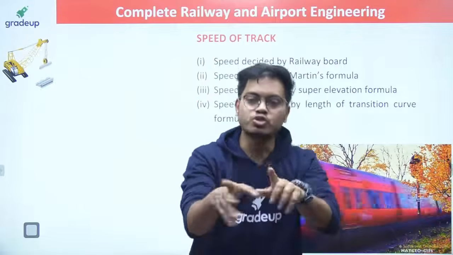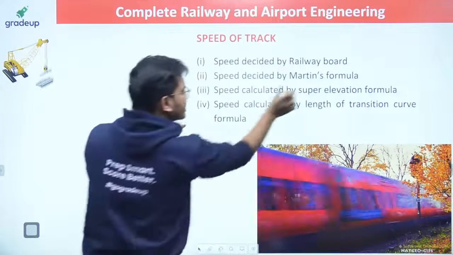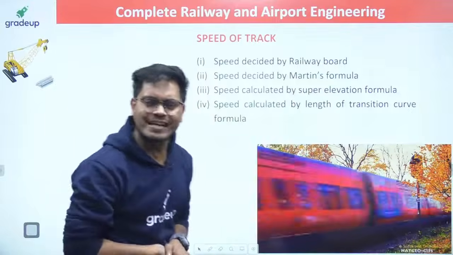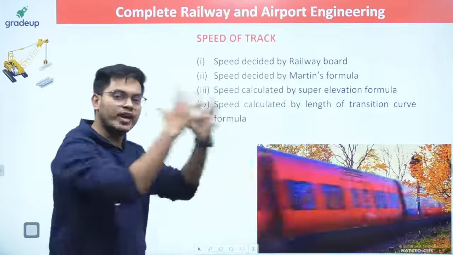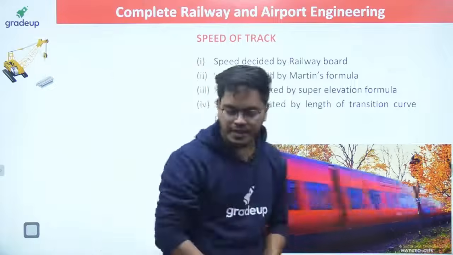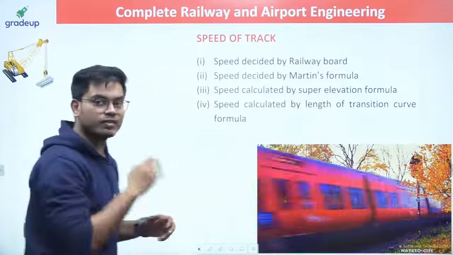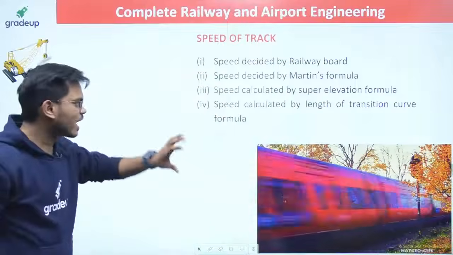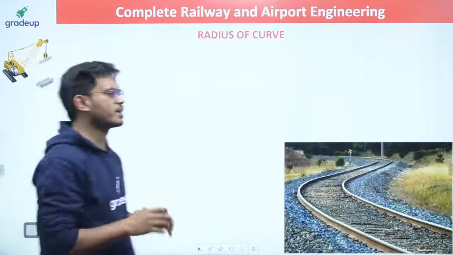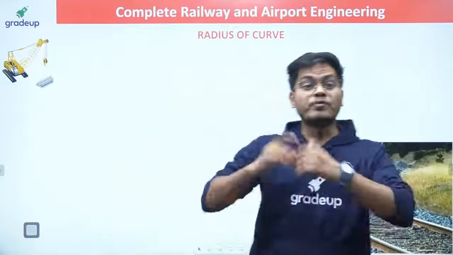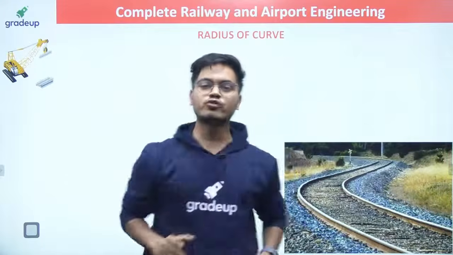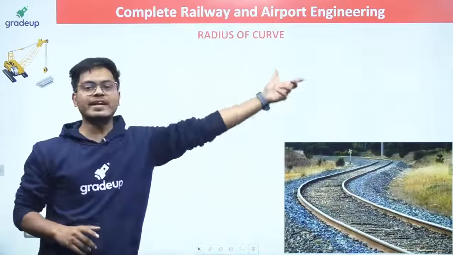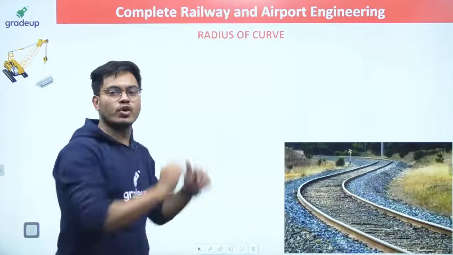Earlier we used to use this Martin's formula, but do we use it now? No, we don't. We have revised the complete way of getting the value of the speed. We have completely changed it, and that is why we are not going to use Martin's formula. So before we enter the horizontal alignment, we have to first understand how to get the radius of the curve in case of railway.